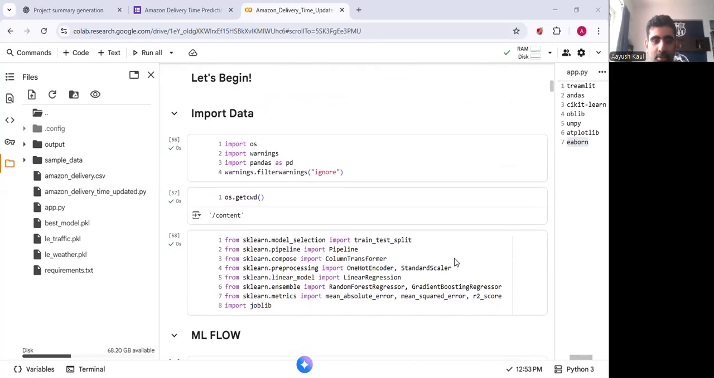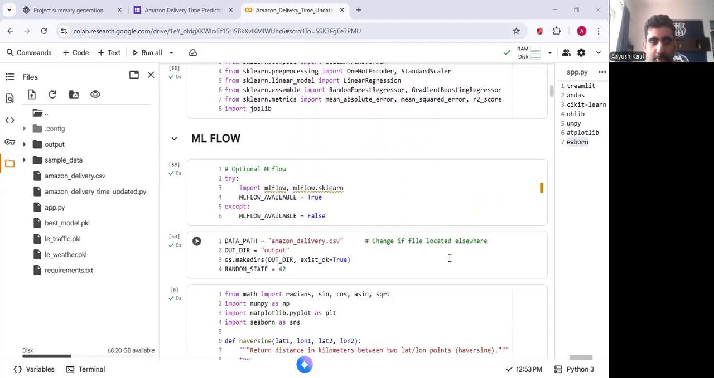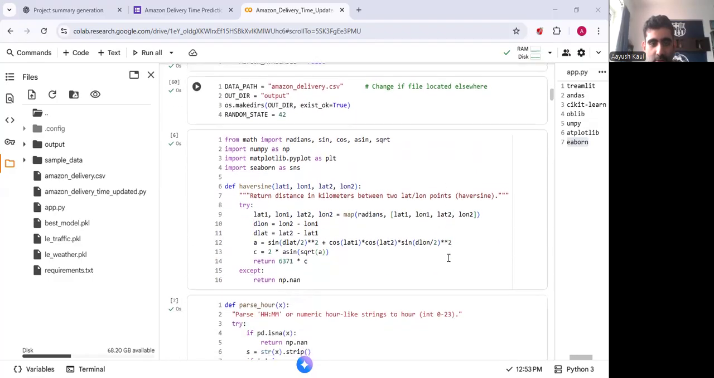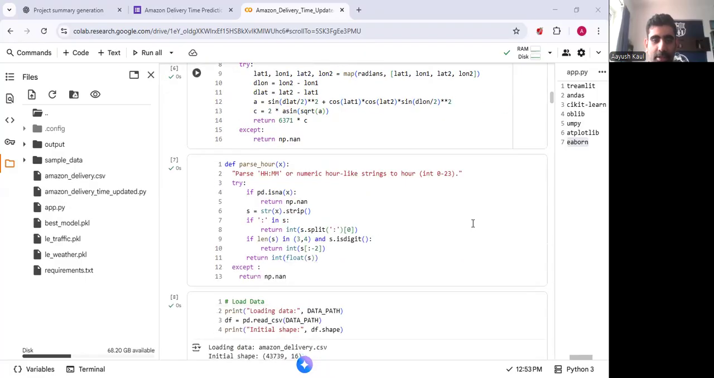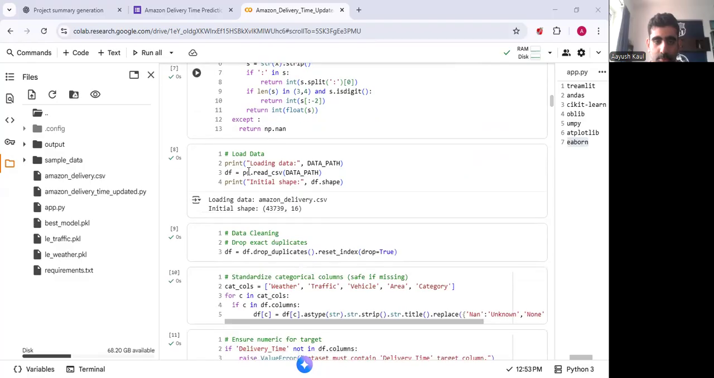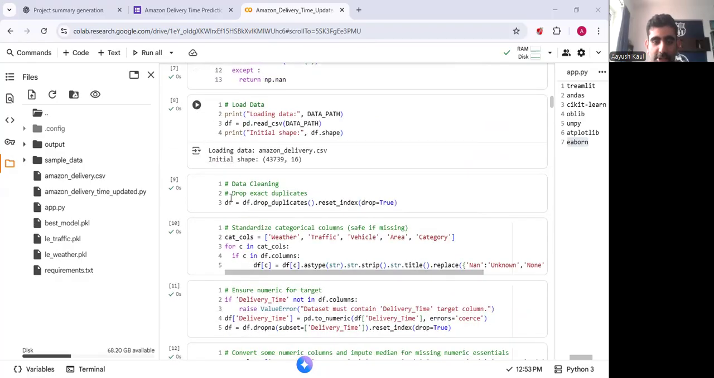So let's begin. So I imported the data and then I imported MLflow to track the ML models. And then I imported these functions to find the distance using the coordinates, both latitude and longitude. And then I passed this hour to convert the time from hour-minute format to numeric format. Then I loaded data, which gave us the shape of the data.